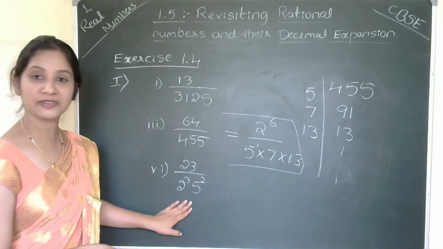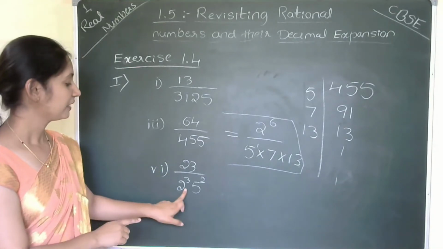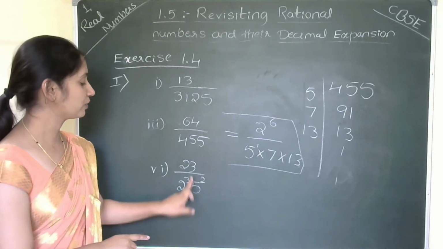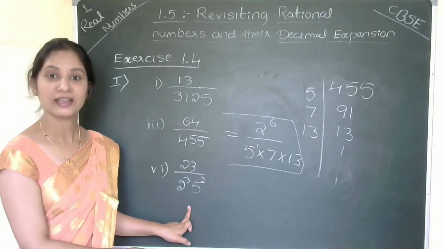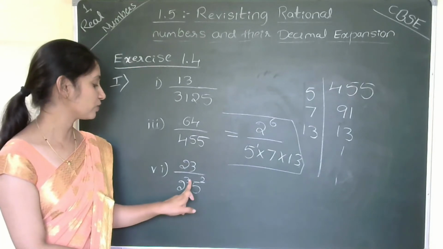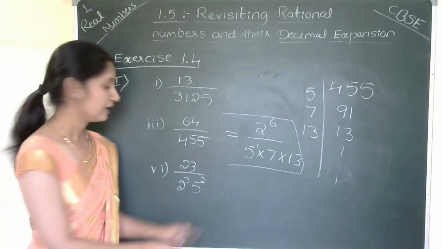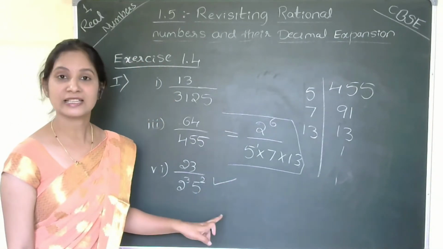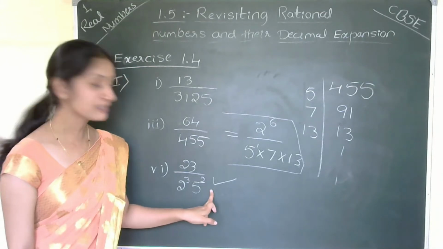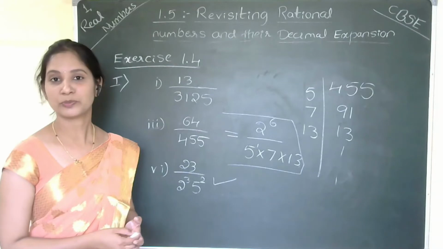What about the third one? This means in your textbook it is the sixth one. They have given only 2 raised to 3, 5 raised to 2. That means the whole thing is represented in the form of 2 raised to n, 5 raised to m. That's why the decimal expansion of the given rational number is terminating, right? Like this, we can solve the problems.